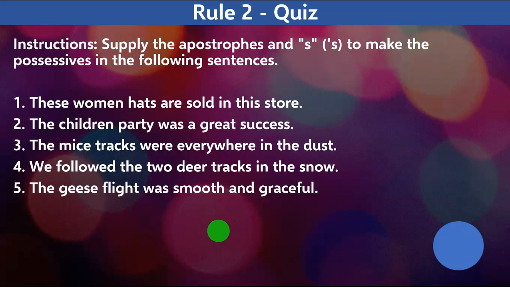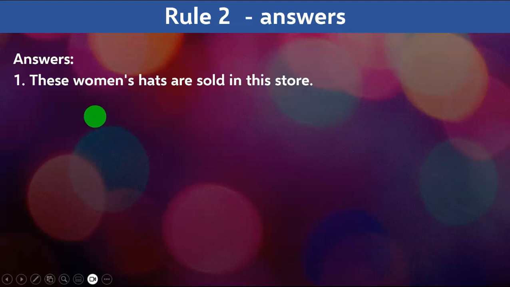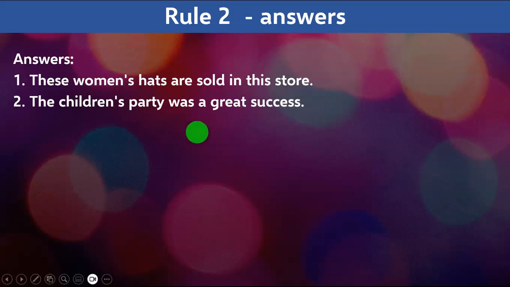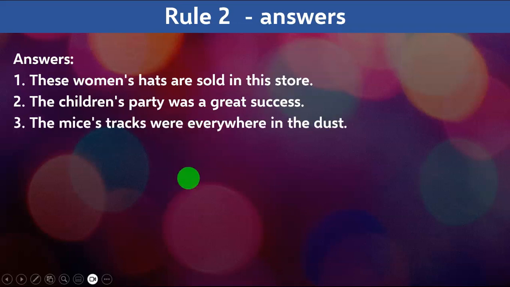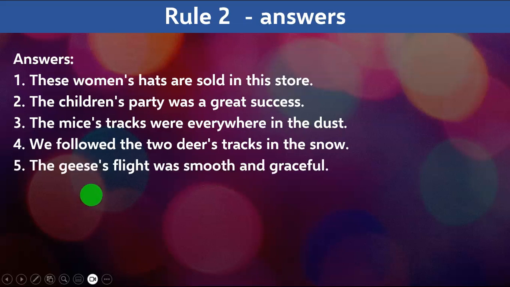All right, let us look at the answers for rule number 2. First one, these women's hats are sold in the store. Women, apostrophe and S, plural. Number 2, the children's party was a great success. Number 3, the mice's tracks were everywhere in the dust. Number 4, we followed the 2 deer's tracks in the snow. And number 5, the geese's flight was smooth and graceful. Right. So those are the answers to rule number 2.